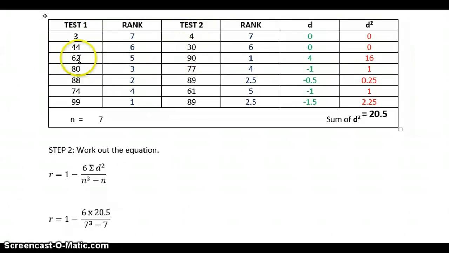So this person did 62 and they got 90 on their second test because they listened to their teacher and they studied hard.